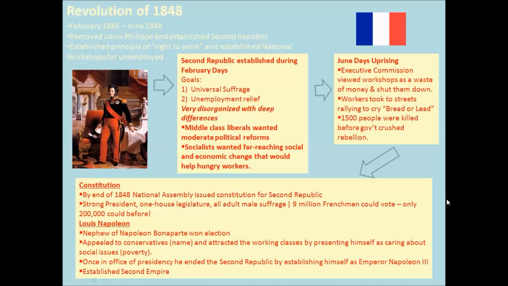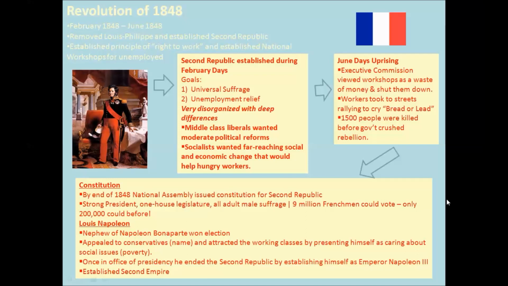Because you guys are going crazy. So by the end of 1848, the National Assembly is going to issue a constitution for the Second Republic. They have one strong president. They have one House legislature with all adult male suffrage. They're going to have 9 million Frenchmen who could vote, whereas only 200,000 could before. That's what they set up. That's not necessarily what happens.